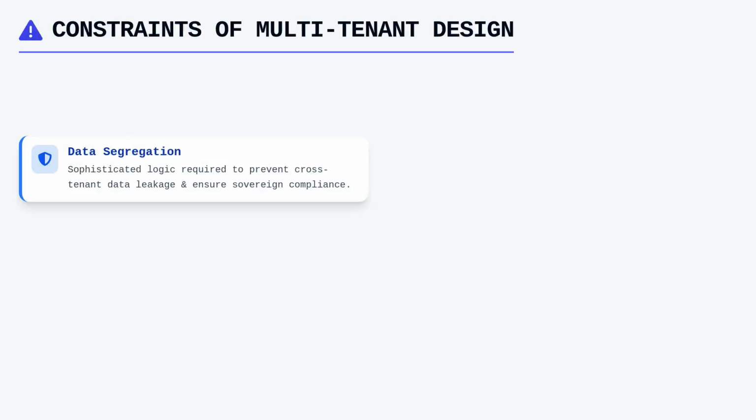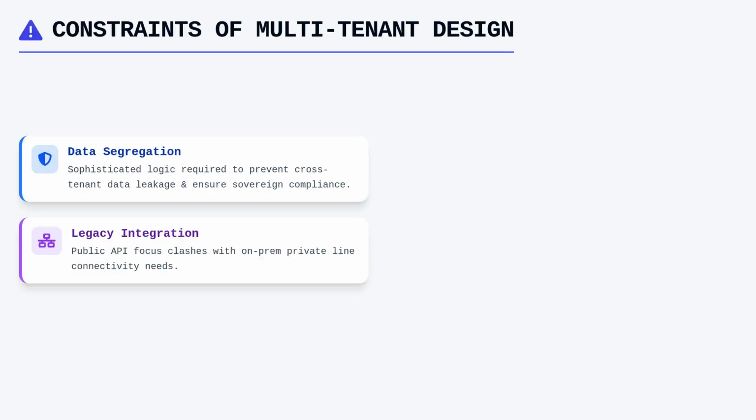Despite these clear benefits, we must acknowledge the inherent constraints and architectural challenges that come with multi-tenant designs. Multi-tenancy involves a single instance of software serving multiple customers, which requires sophisticated data segregation techniques to ensure that one customer cannot see or impact the data of another. While providers utilize robust logic to separate data storage and processing, concerns regarding data residency and sovereign compliance can persist in highly regulated industries. Integration with legacy on-premises systems remains one of the largest hurdles, as SaaS applications are generally built for public API interaction rather than direct database connectivity via private lines.